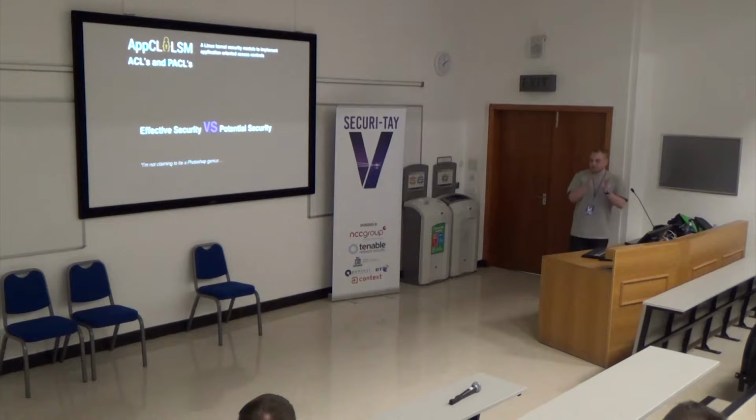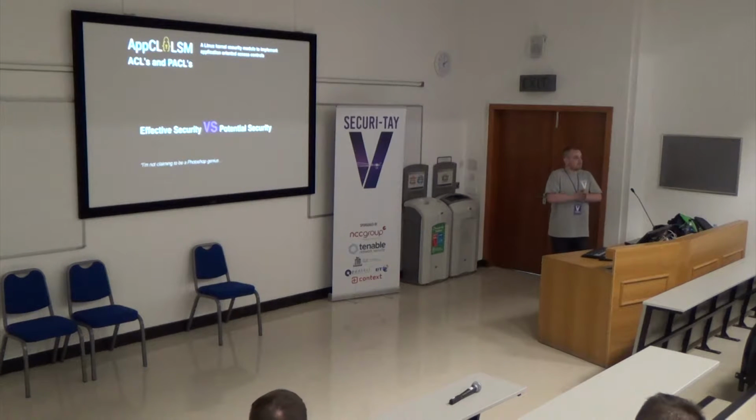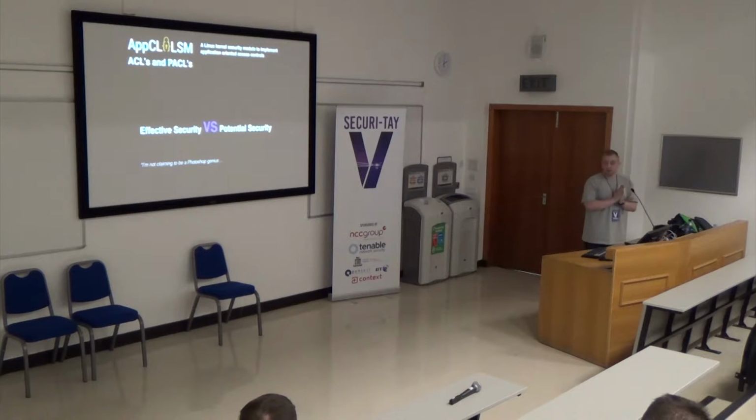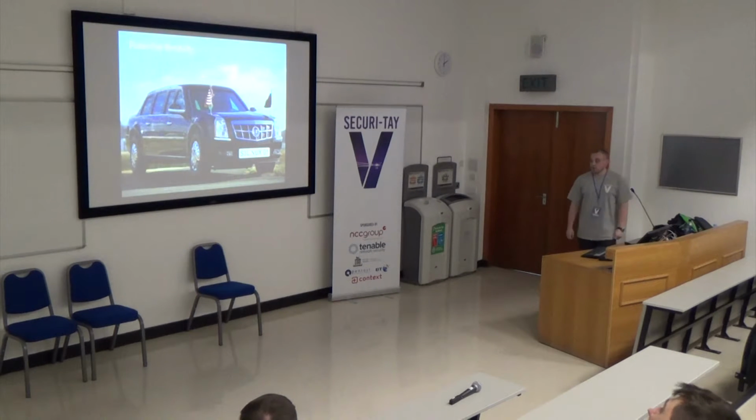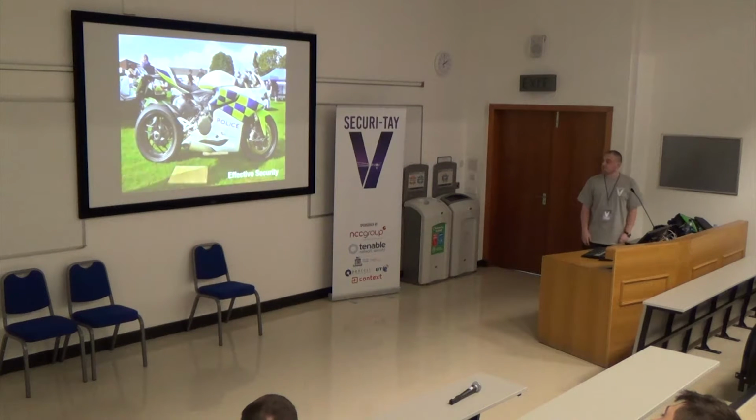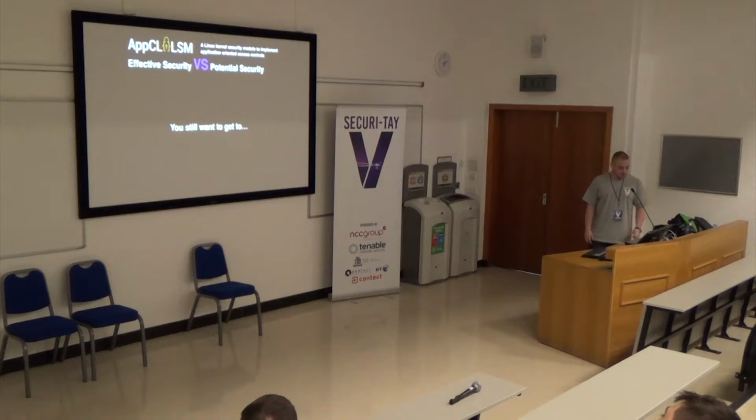Now we're going to look at this from an effective security versus potential security standpoint. On the side for potential security, you could have a government-issued, bulletproof limousine, car, whatever you want. That's bulletproof, it's going to get you there really safe, you're going to be absolutely fine when you get there. So we've got potential security. On the other hand, for effective security, we're looking at something that's not quite as big, not quite as complex, not quite as secure, but that works. So you still want to get to Costa.